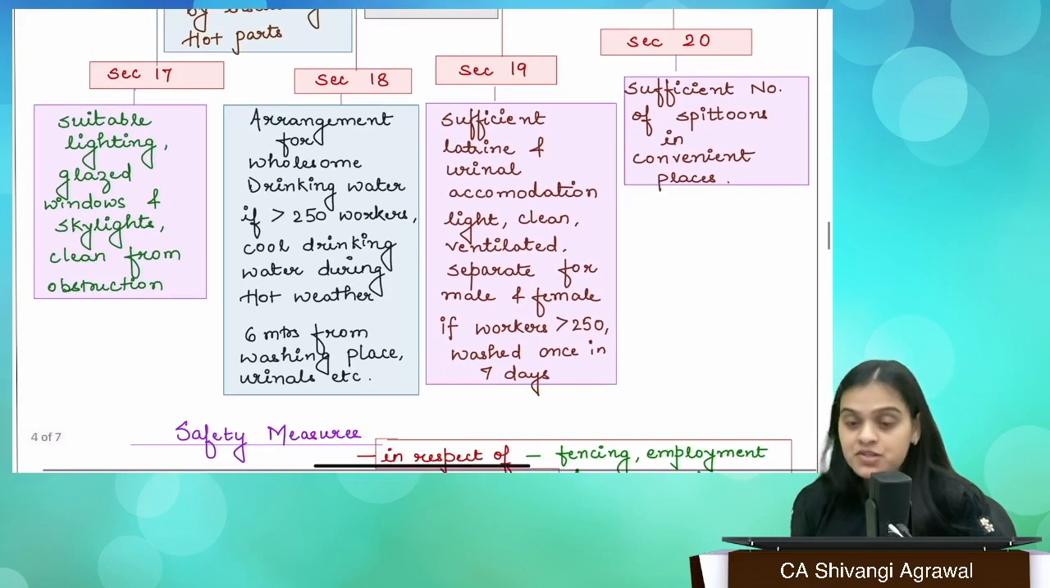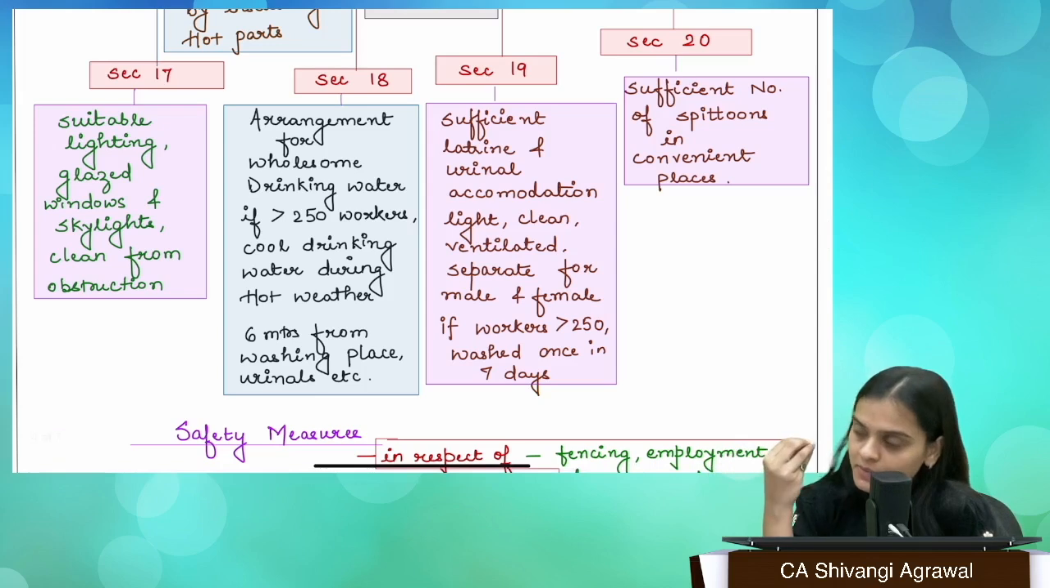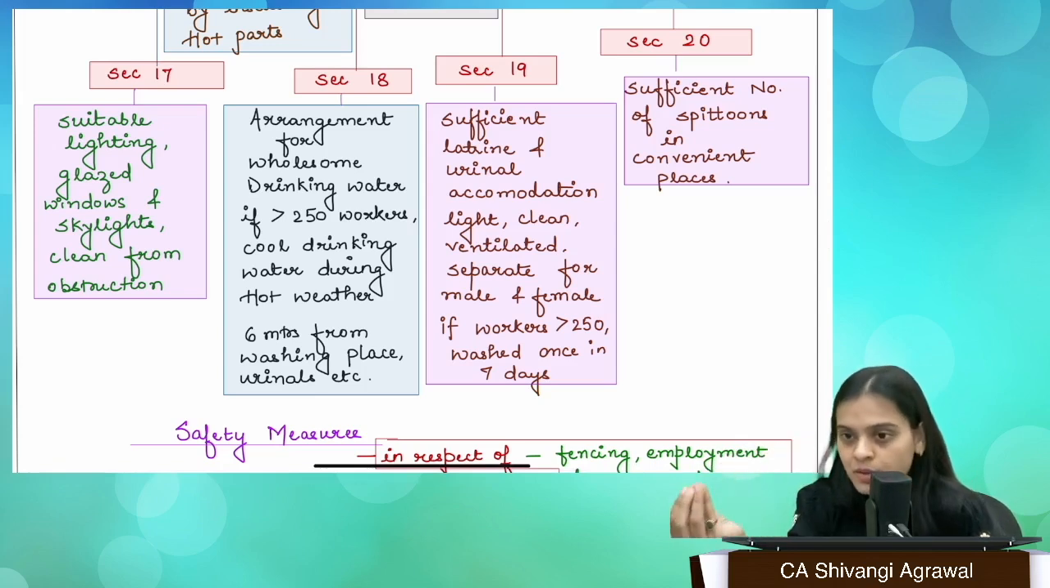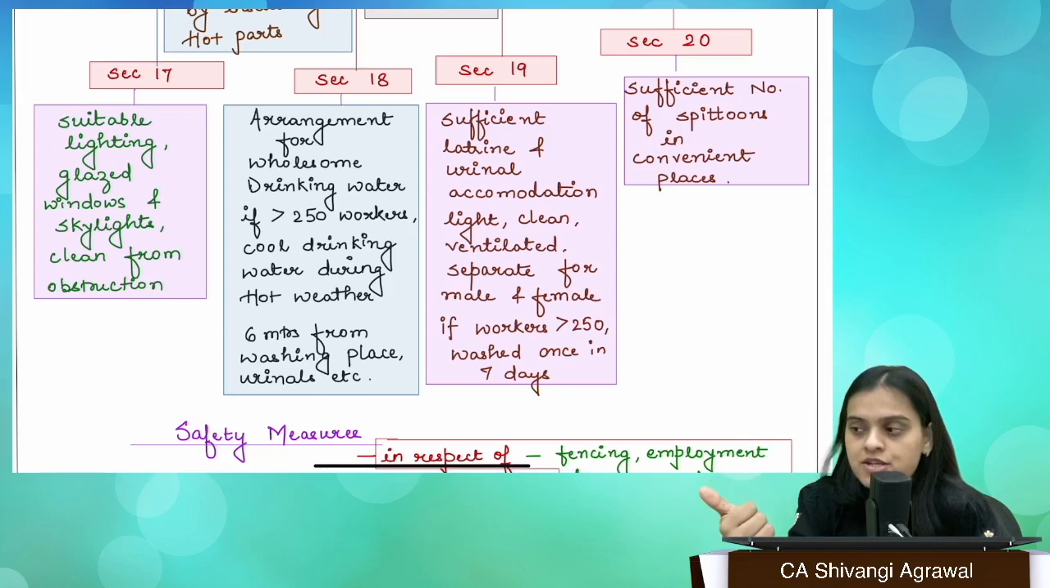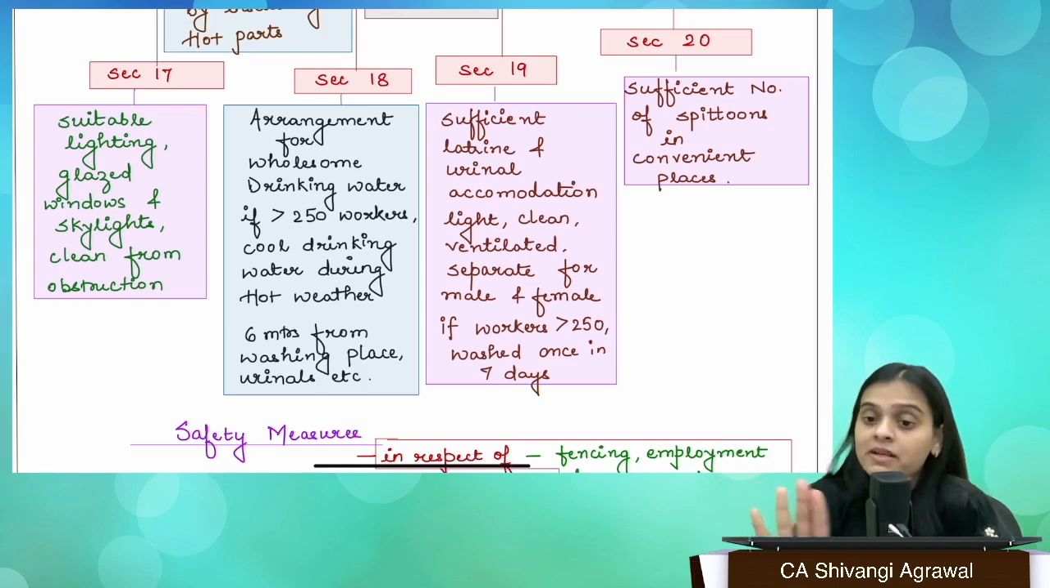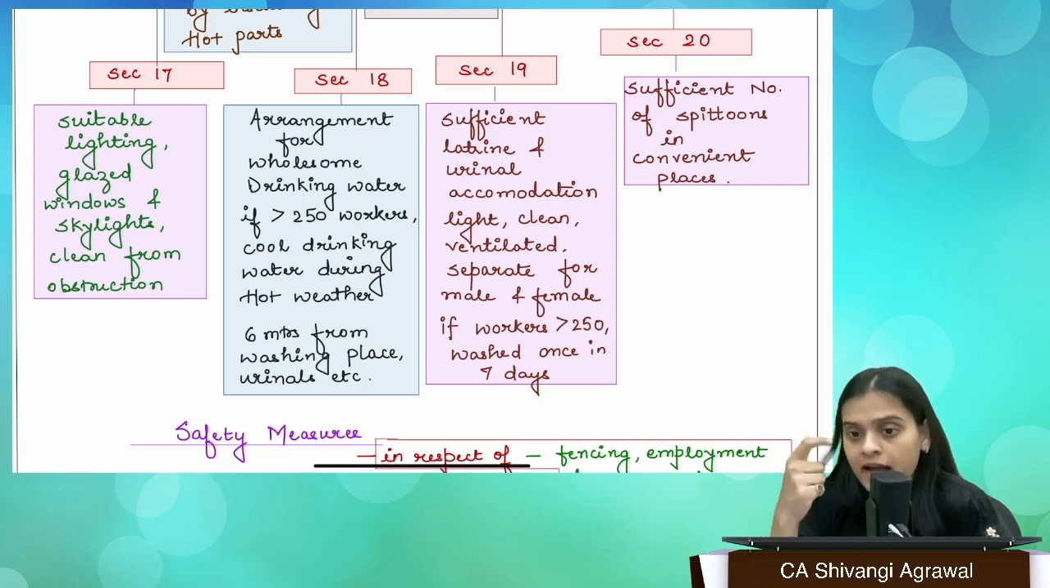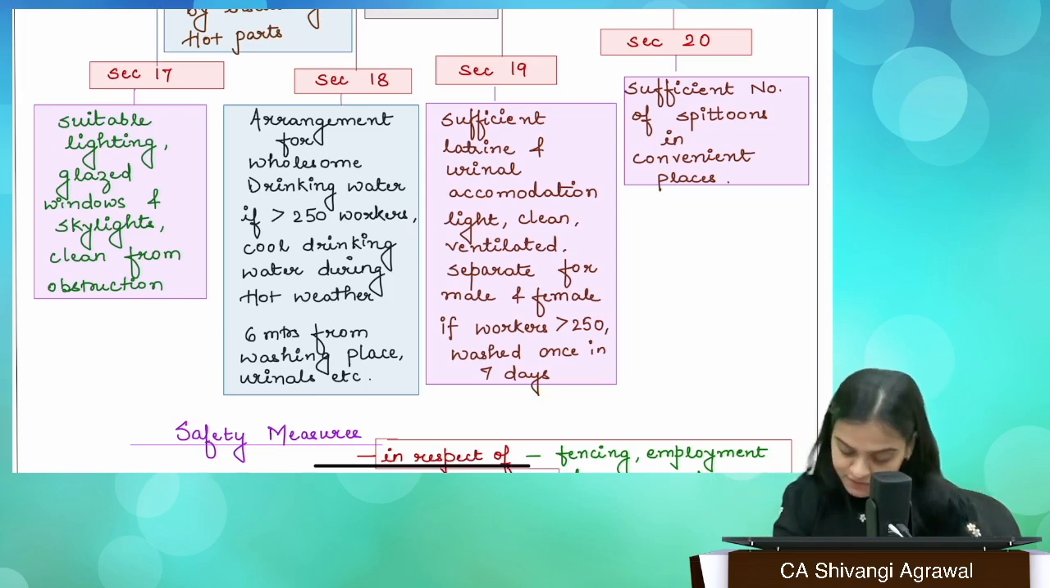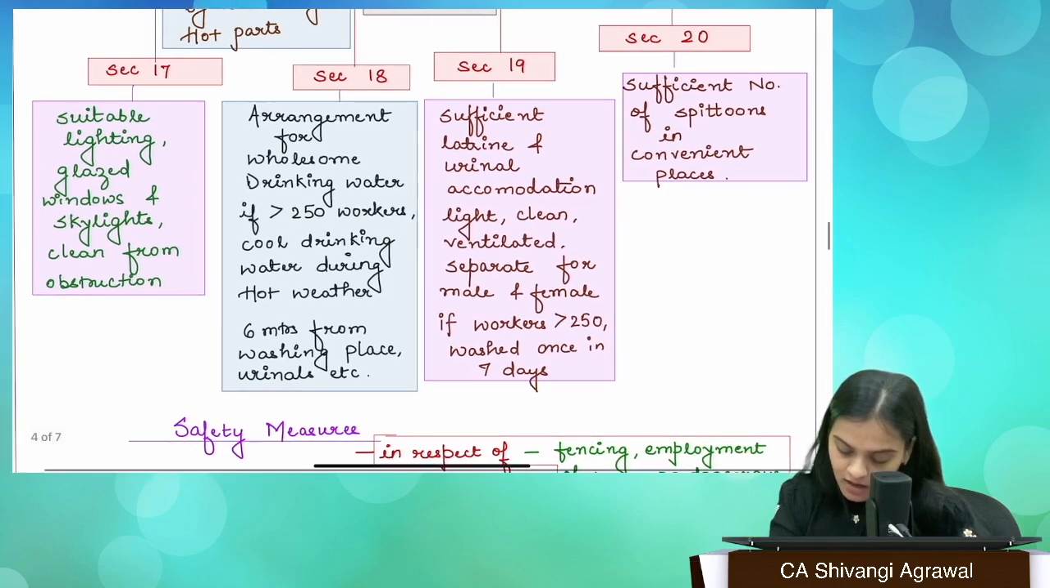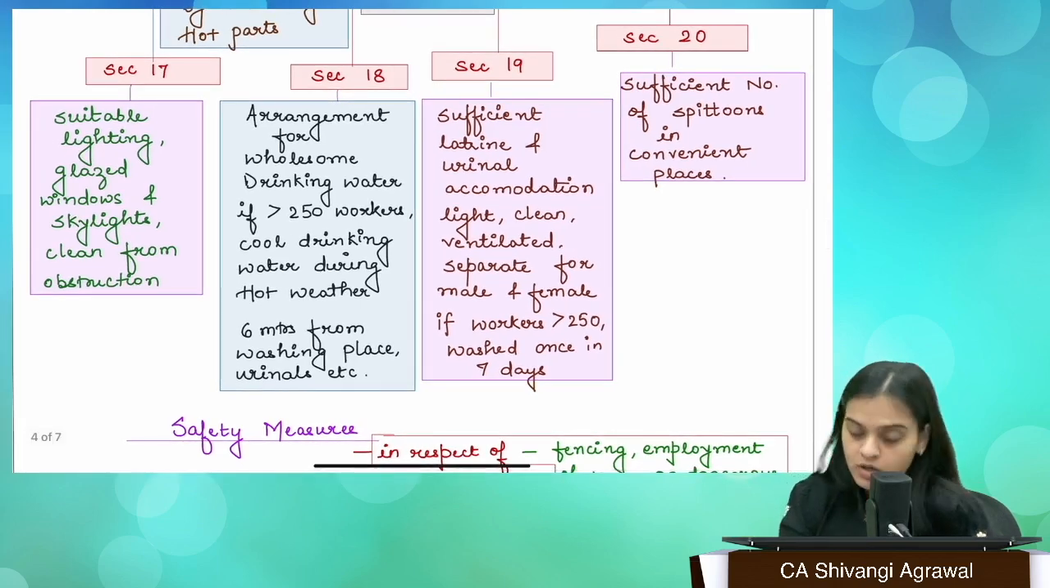Then come your latrines and urinals. This is a basic necessity and has to be provided. What you have to ensure is that there is a separate facility for female and male workers. They have to be lighted properly, ventilated, and clean, which is very important. There have to be proper sweepers employed. And if the workers are more than 250, it has to be washed once in 7 days.